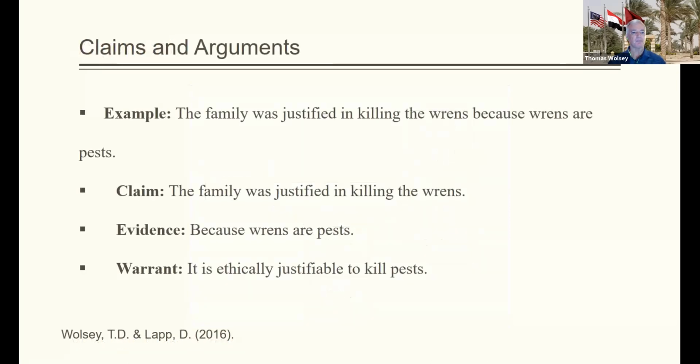So here is an example. Okay, I don't know if we have wrens in Egypt. Wren is a kind of little bird. So our claim in the example is the family was justified in killing the wrens, because wrens are pests. And they make a mess, they're all over the place. And so in urban and suburban settings, they can be considered pests. They're not the sort of thing that you want to capture and keep. They just fly around and make a mess. So the claim is, the family was justified in killing the wrens. The evidence is because wrens are pests. And the warrant is that it is ethically justifiable to kill pests.